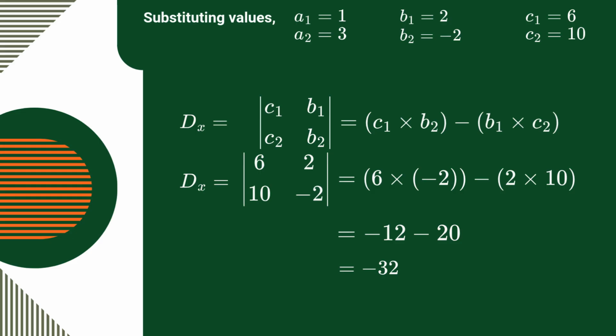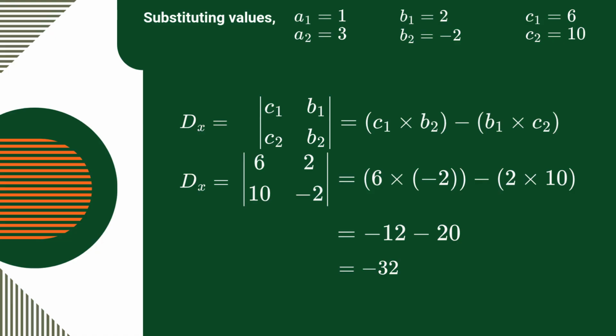Same way to get our determinant of x. We've gotten our formula where we replace the a column with the constant column, which is the c column. So we just substitute our values. Cross-multiplying now, we have 6 times minus 2 will give us minus 12, and 2 times 10 will give us 20.